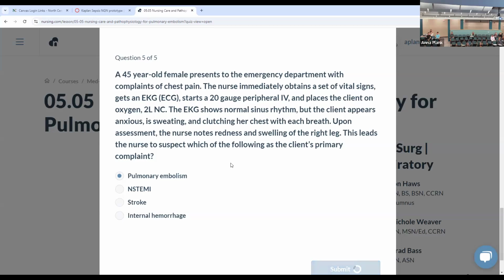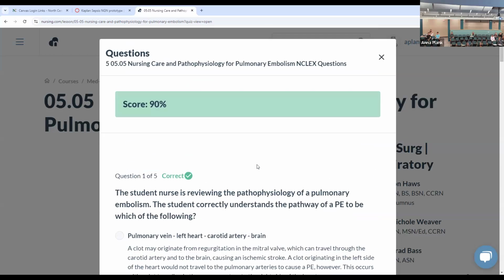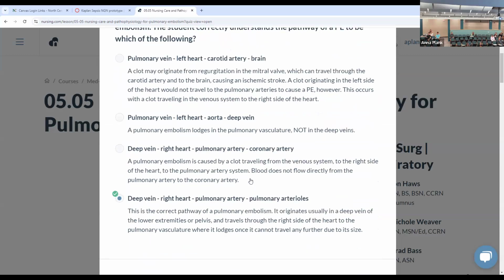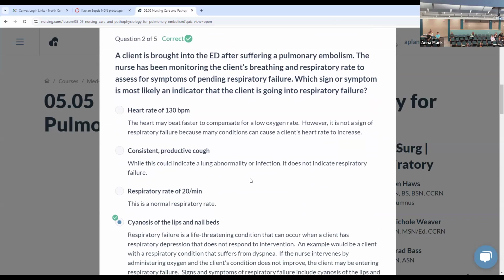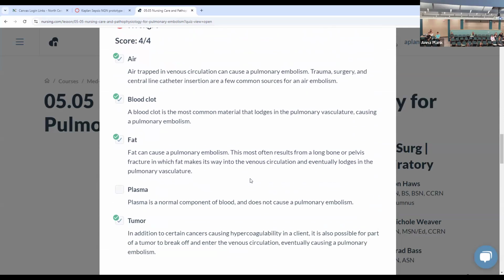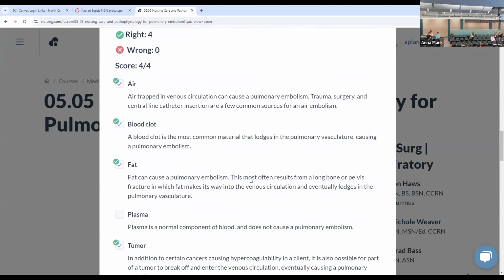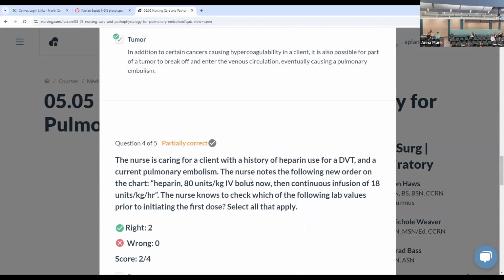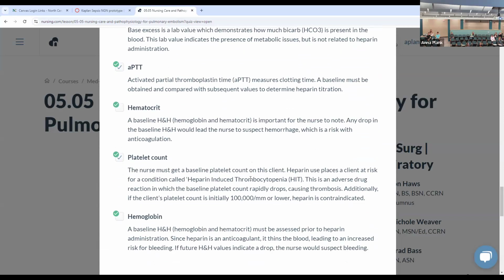I haven't taken this one yet, so I think no. Oh, we missed one. We were right on the deep vein to the right heart, the pulmonary artery, the arterioles. We good on that? We are correct. The cyanosis would show the respiratory failure. See if Kristen's right here. Okay, this one's right. All of those are correct, right? Air, blood clot, fat, tumor, all cause PE. Here we go. It did say that.